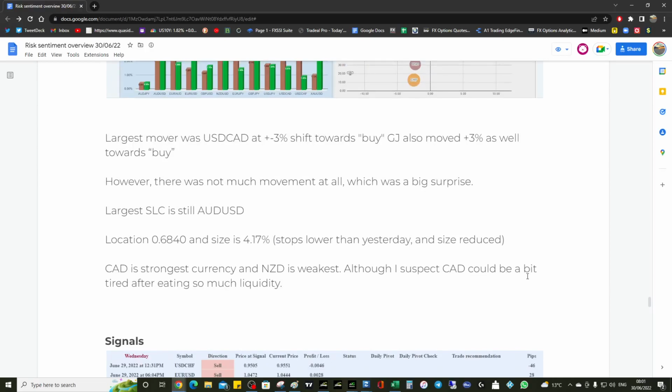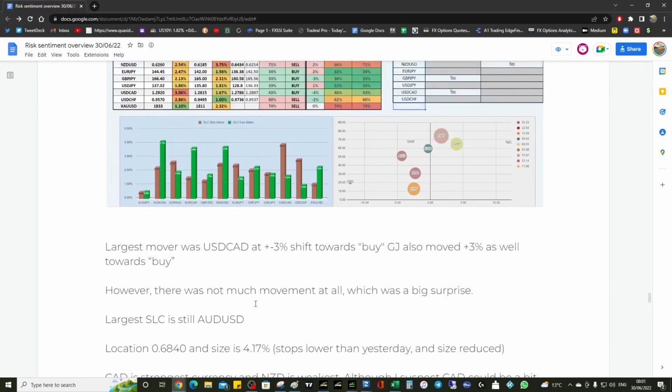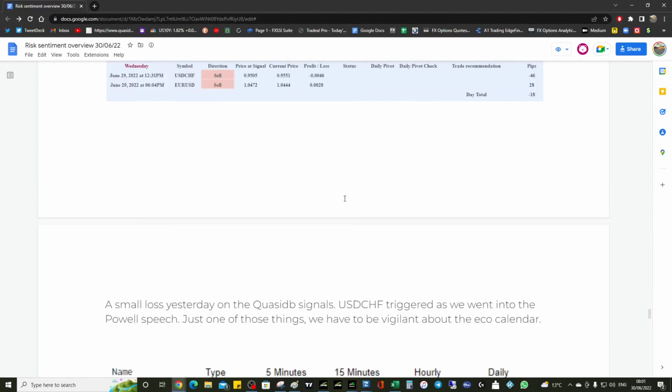Also, CAD could be a bit tired after eating so much liquidity. It's a potential scenario that it's raided so many stops. It's like, okay, job done. School bullies have got their lunch money, and then we're going to probably punish something else. Perhaps they might punish Euro, we don't know, but it looks like they might have had their fill on CAD.